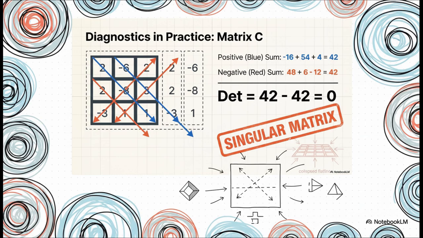After we do all our math, we find that the sum of our positive diagonals is 42, and the sum of our negative diagonals is also 42. So when we do that final subtraction, 42 minus 42, what do we get? A big fat 0. That is the clear signature of a singular matrix.